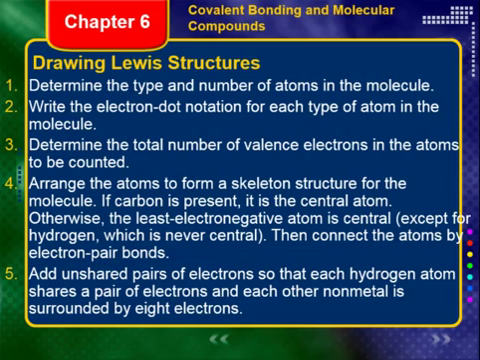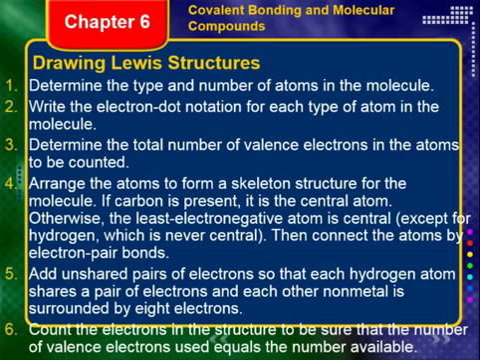Number 5, add unshared pairs of electrons so that each hydrogen atom shares a pair of electrons and each other nonmetal is surrounded by 8 electrons. And lastly, this is more of a check thing. Count the electrons in the structure to be sure that the number of valence electrons used equals the number available. This goes back to number 3.